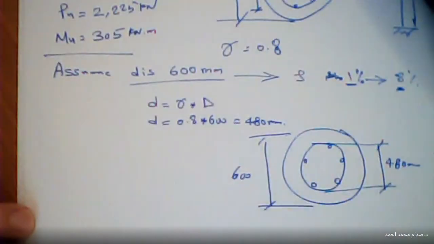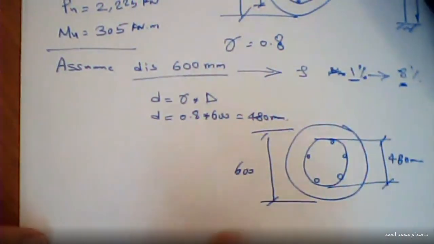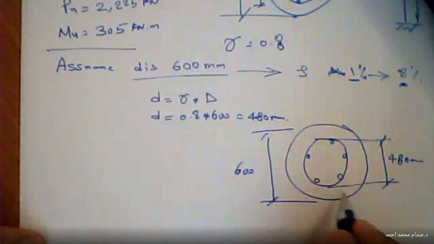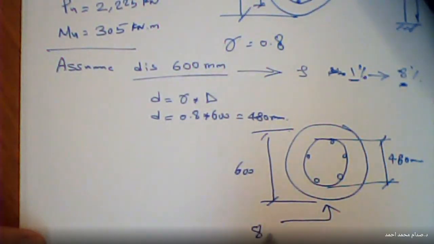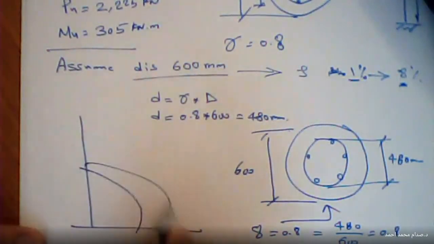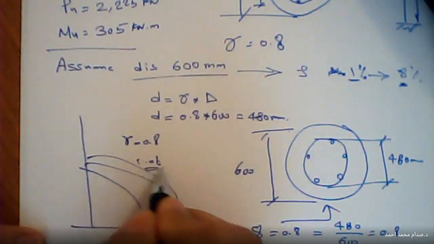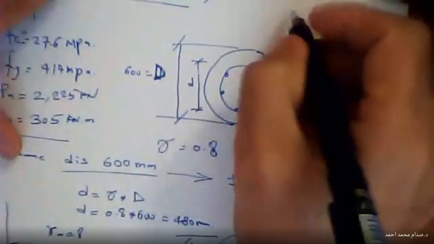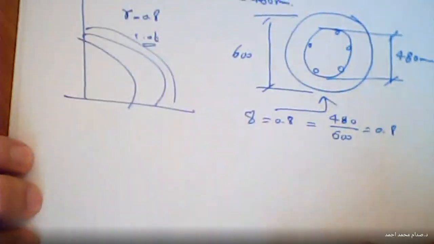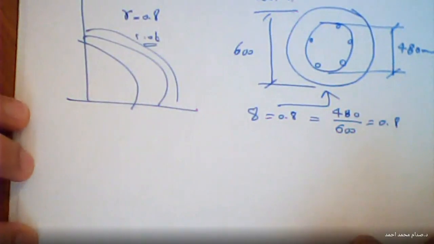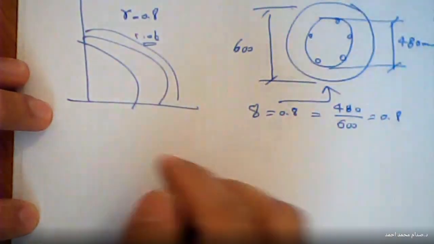Okay. Now it's clear. So in this case, the gamma value will be how much? 0.8, because 480 divided by 600 gives us 0.8. So I can use the interaction diagram which is gamma 0.8. So next, I will use the interaction diagram 0.8 as you are seeing in front of you. I ask you to make a screenshot of that.